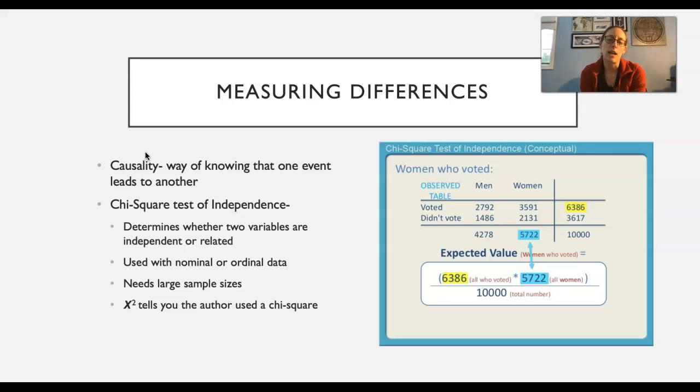We can only use it with nominal or ordinal data, and we need a large sample size to make it work. So it's actually given to you by that x squared there, and it tells you that the author used that chi-square. And here's an example of that. And again, you do not need to know the math behind it, you just kind of need to know what this table looks like here.